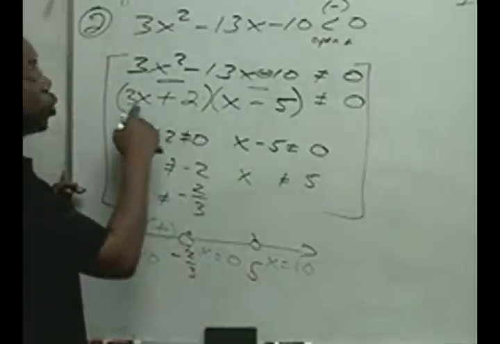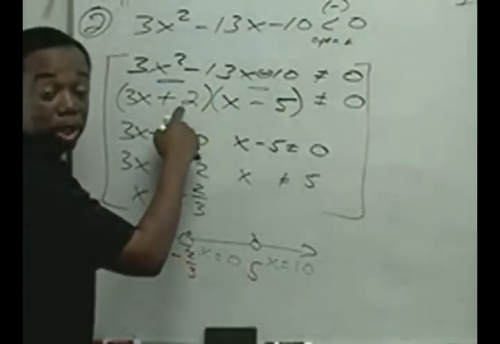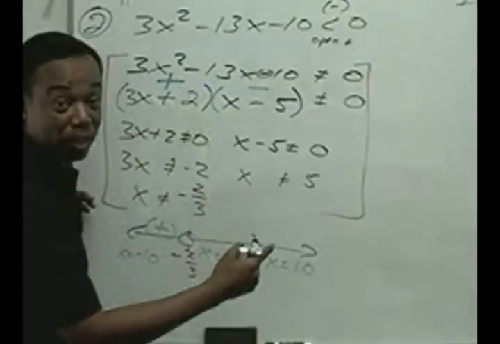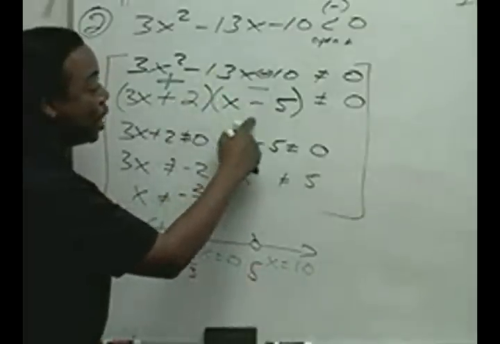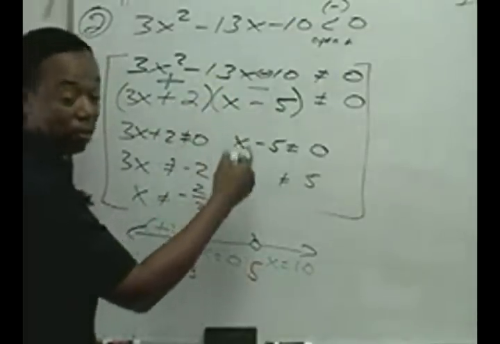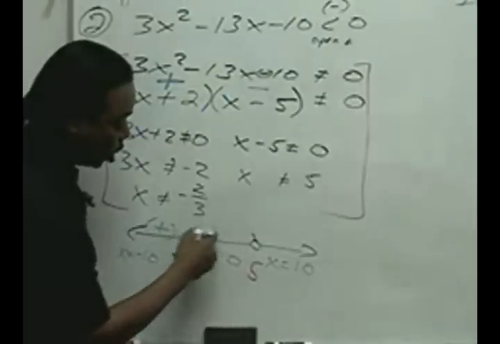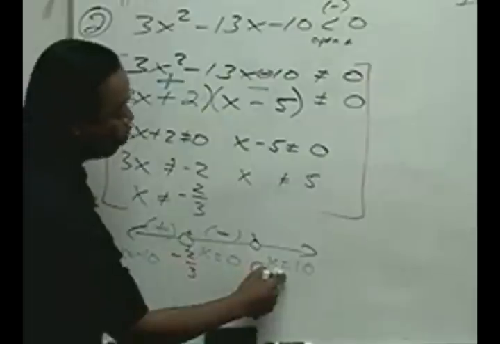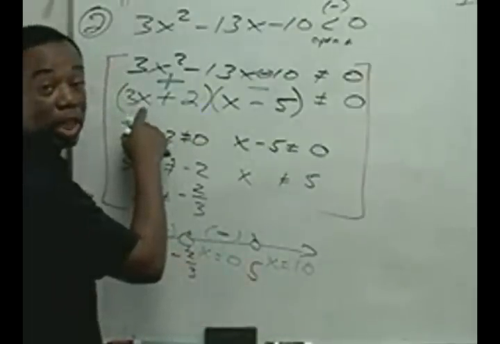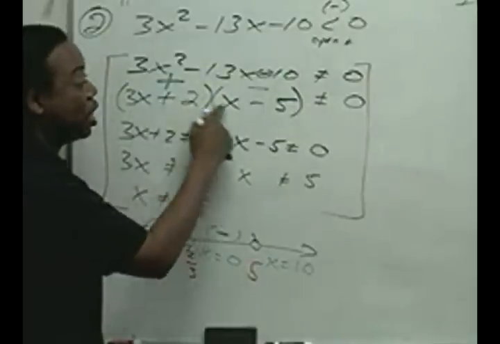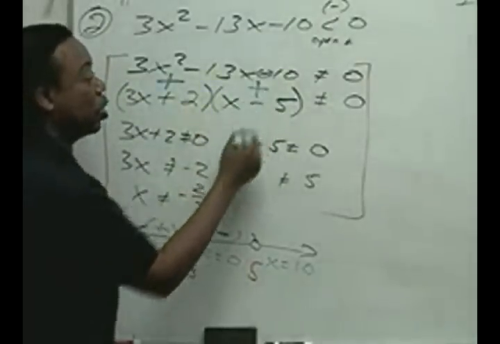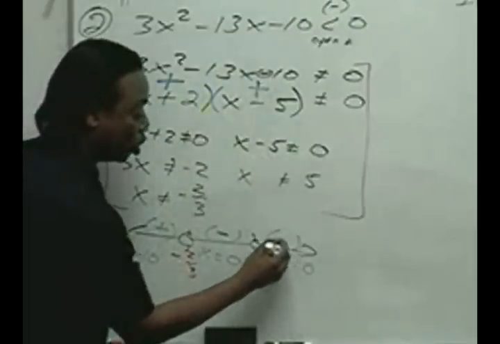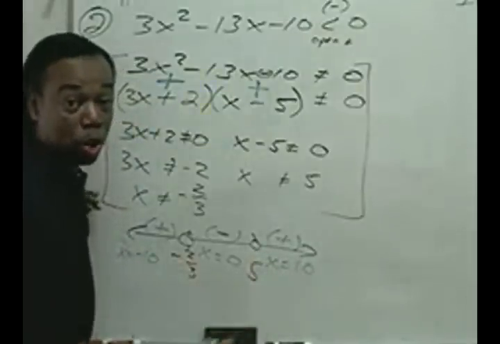Now if x is 0, 3 times 0 is 0 plus 2 is positive. 0 take away 5 is a negative answer. So a positive answer times a negative answer gives us a negative result. So all answers in here will end up being negative. And finally here, if x is 10, 3 times 10 is 30 plus 2 is positive. 10 take away 5 is positive. So positive answers times other positive answers will give us positive answers. So everything within this area will be positive.